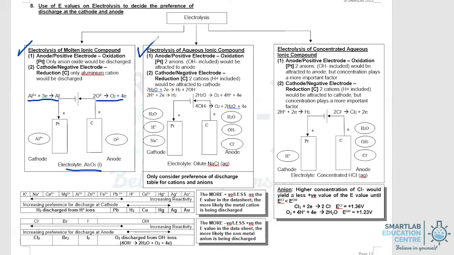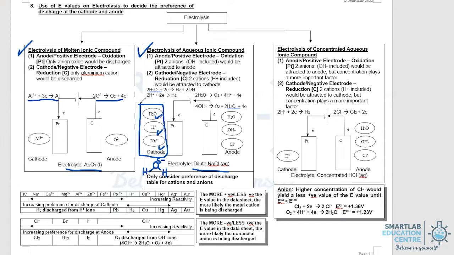Next, we look at the electrolysis of aqueous ionic compound. An example to look at now is dilute NaCl. If you look at dilute NaCl, at the cathode we would have Na+ and H+ that are attracted to it. And also, mindful that water, which is a polar covalent molecule, could also be attracted towards the cathode since the oxygen is delta minus. Given that these three are at the cathode, the question to ask now is, who should get reduced?